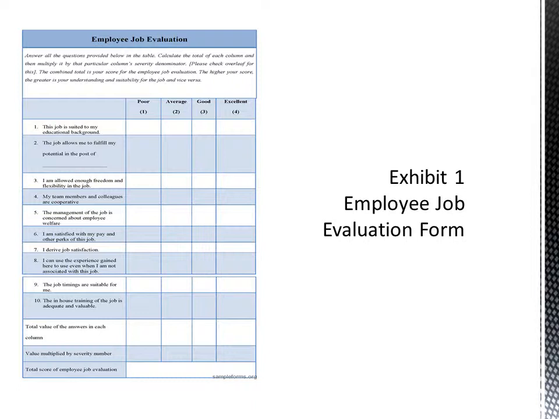Here in Exhibit 1, it's a template of an employee job evaluation. The job evaluation shows four different categories. You have poor, average, good, and excellent. Then you have 10 questions that evaluate the specific employee. For example, this job is suited to my educational background. This question is asked to an employee, and the supervisor or manager rates the employee based on this question. It either could be poor, average, good, or excellent.